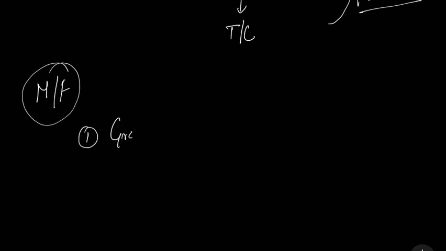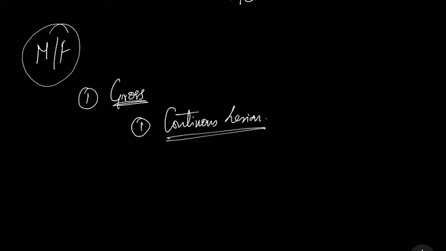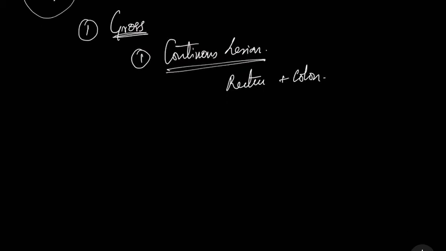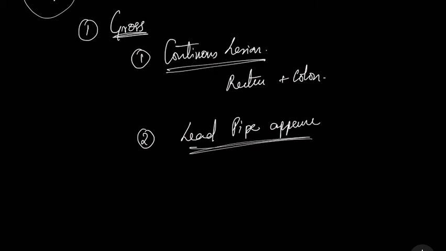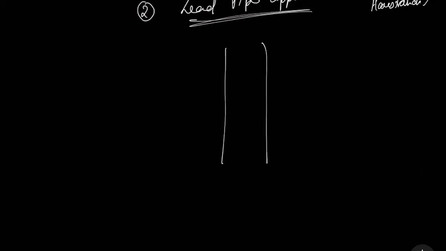Let's start with the gross findings. What do we see? We've already read it. We saw your continuous lesions, the continuous lesions involving your rectum and colon. Second, we saw a lead pipe appearance. Why did we see this lead pipe appearance? Due to loss of your haustrations. I've already drawn the diagram, so this is how the bowel segment looks.